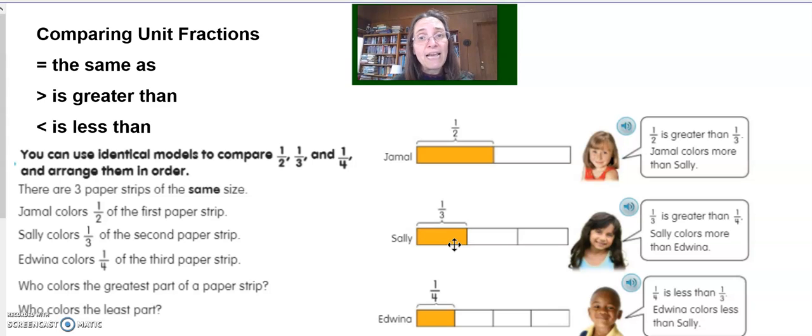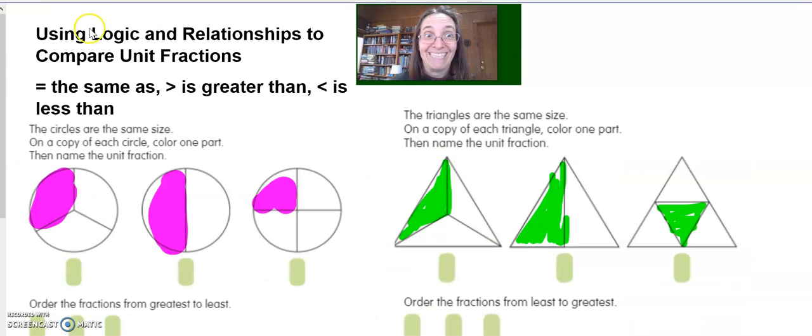Jamal colors more than Sally. Then this little girl says, well, 1/3 is greater than 1/4. Sally colors more than Edwina. And Jamal lets us know that Edwina colors less than Sally. In fact, Jamal colored the most, and Edwina colored the least. So we can just draw rectangles if you're not into using your bars. Lots of options. You know how much I love drawing with math.